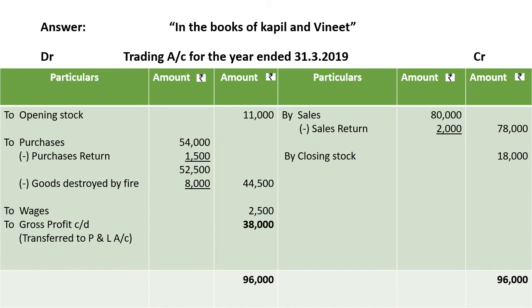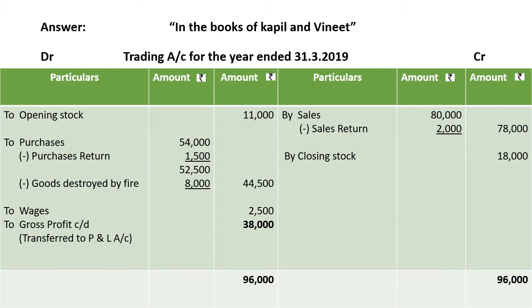Look at the trading account in the books of Kapil and Vinith. Trading account for the year ended 31/3/2019. Debit side, to opening stock 11,000. Then to purchases minus purchase return minus goods destroyed by fire. I told you goods destroyed by fire 8,000 must be deducted from purchase, so after deducting purchase return, it has to be deducted. So the total purchase amount in the outer column is 44,500.